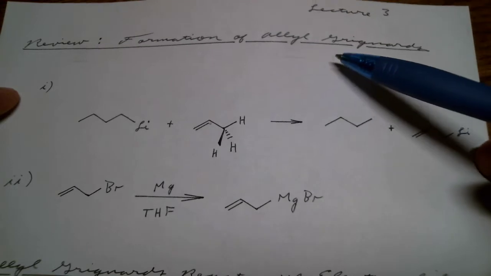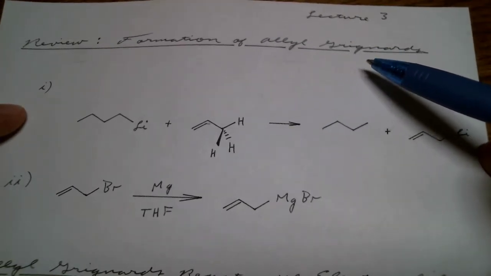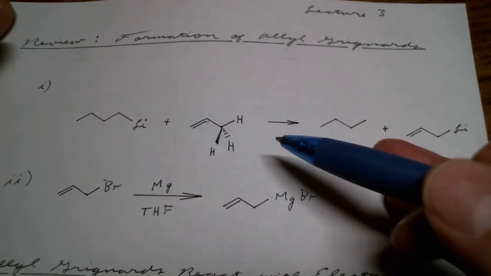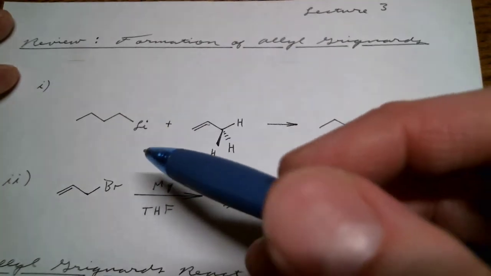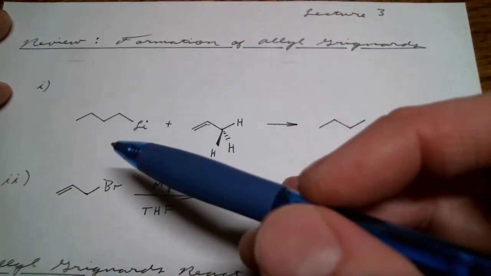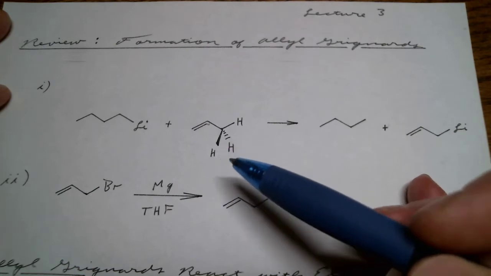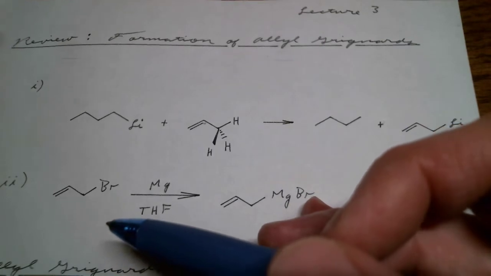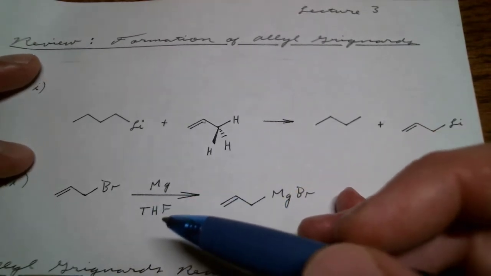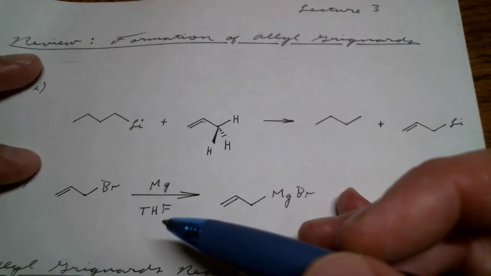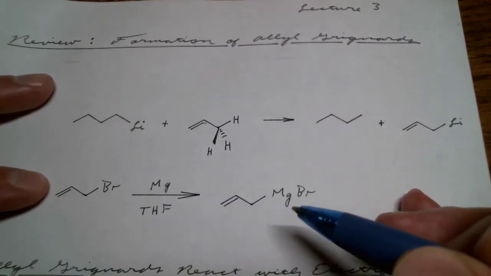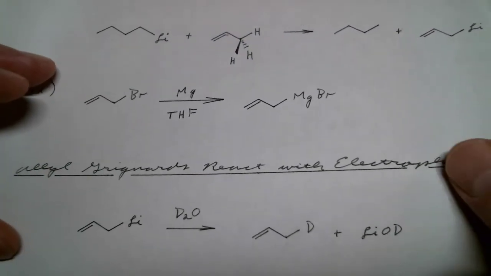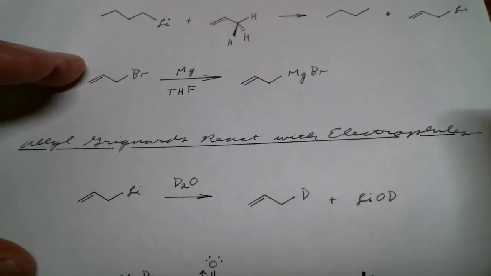We talked about the formation of allyl lithium and allyl Grignard components at the end of our class 2 series of lecture videos. There we showed that things like n-butyl lithium could deprotonate propene, giving us allyl lithium reagents and butane, or you could throw allyl bromide in with magnesium and a nice ethereal solvent like tetrahydrofuran, THF, and generate allyl magnesium bromide. As a Grignard, if you recall, Grignards can react with electrophiles.